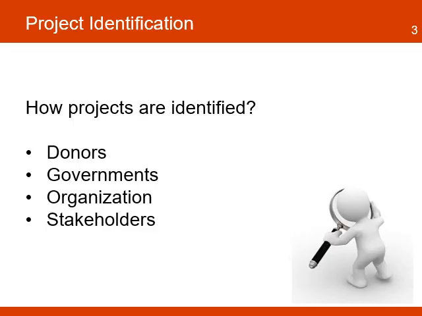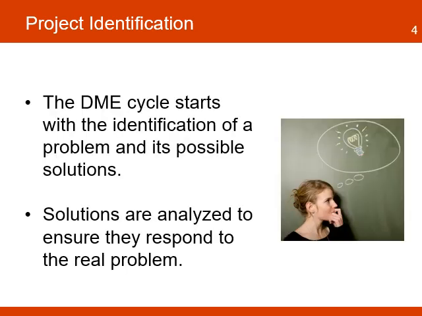Every project has a beginning. How projects are identified, selected, and funded will define the success of the project. Projects can come from many sources. They are either proposed by donors or government agencies, or proposed by organizations or even stakeholders such as the beneficiaries. The PDME cycle starts with the identification of a problem and its possible solutions. The solutions need to be analyzed and carefully selected in order to ensure they are efficient, effective, relevant, and sustainable.